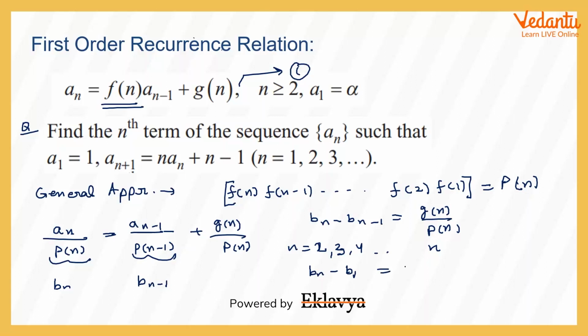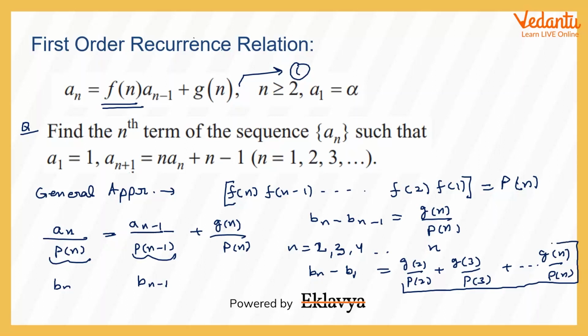On the right hand side it will be g2 upon p2 plus g3 upon p3 and so on. It will go up to gn upon pn. Now I assume here that this summation on the right hand side will be solvable, and then the formula for bn can be obtained, and then the formula for an can also be obtained.